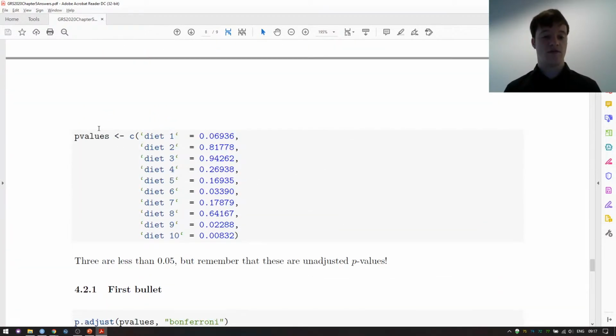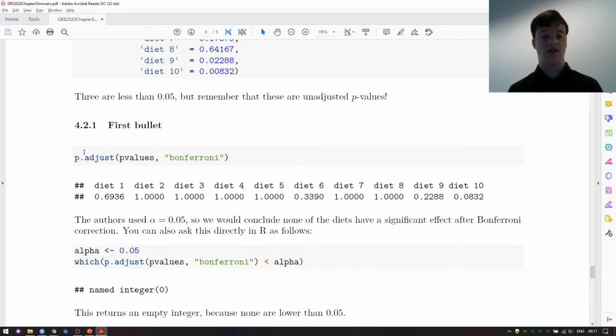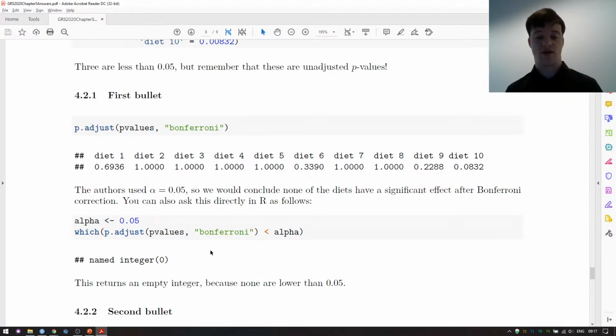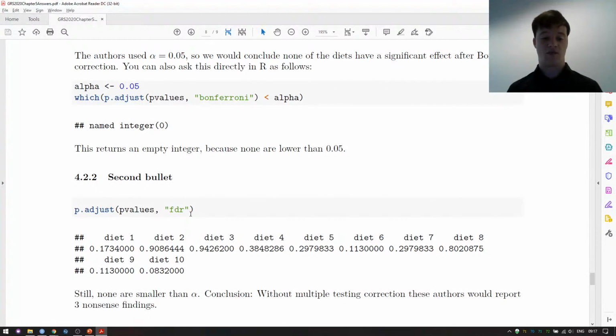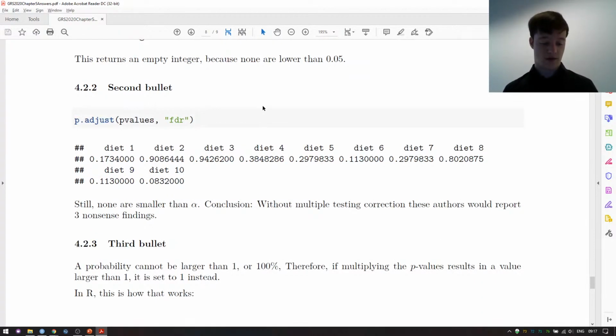Okay, second one, first you just have to copy this chunk and run it in R, and that will store a vector called p-values. Then you just run the p.adjust function on p-values once with Bonferroni as the method and once with FDR as the method. This is just a way in R to ask which ones are less than 0.05, but you can do it by hand.